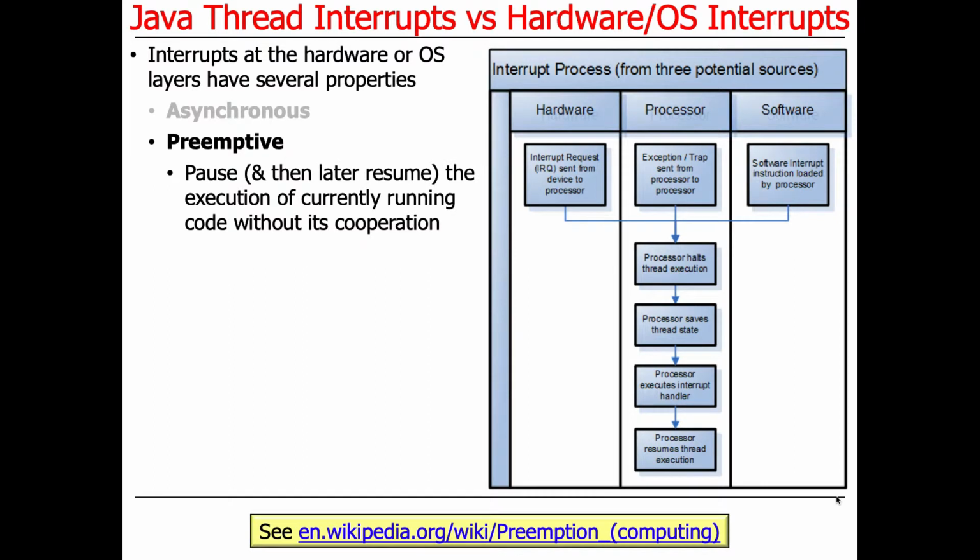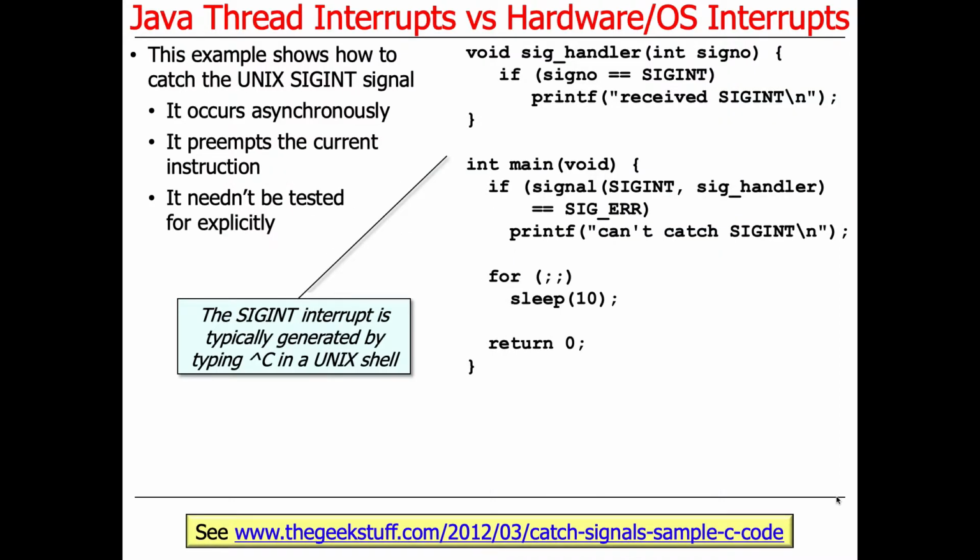They're also preemptive. What that means is that the current thread of execution is paused while the interrupt handler runs, and then after the interrupt handler is done, whatever was paused can keep going. So those are the two key characteristics of hardware and operating system interrupts.